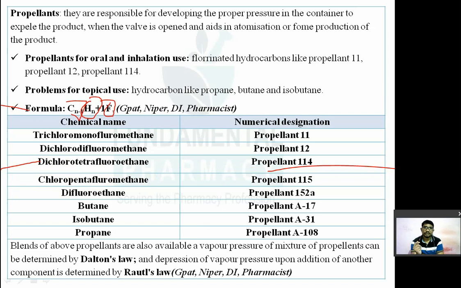Now the second digit is also 1. Why? If you draw the structure of dichlorotetrafluoroethane, you will not find any hydrogen in this structure. The second digit is for H n plus 1, and the number of hydrogen is 0, so 0 plus 1 is 1. Again the second digit is 1. Now how many fluorines are there? Dichlorotetrafluoro, so 4 is the number of fluorine. That's why it is named propellant 114. Did you understand?